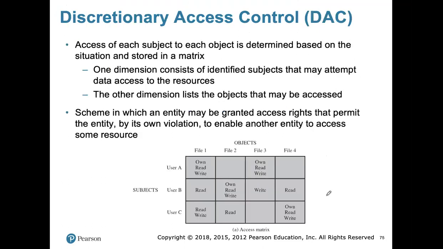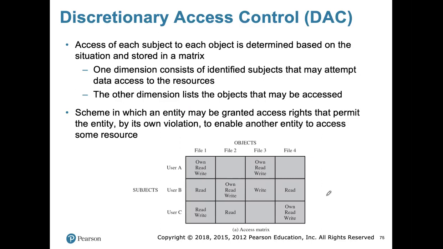Okay, now we have enough preliminaries to start talking about the very first access control mechanism, DAC, discretionary access control. In the DAC, access of each subject to each object is determined based on a situation which is stored in a matrix. Like I said, it's a case-by-case access control mechanism. This table shows it very clearly.